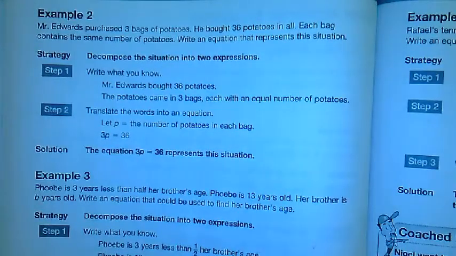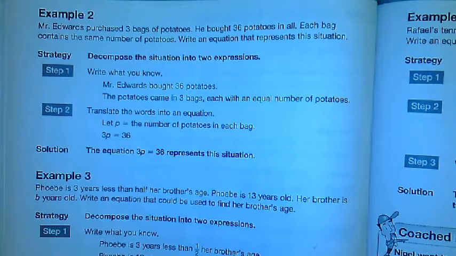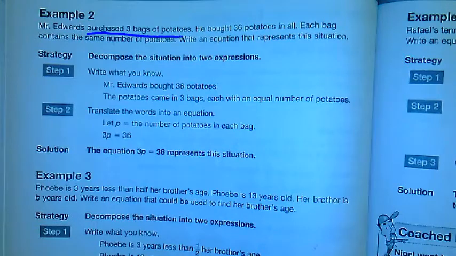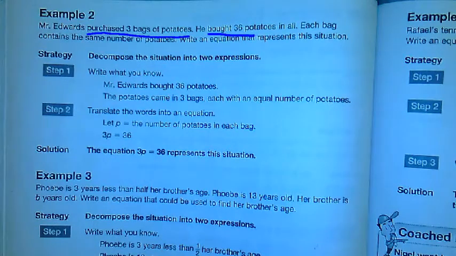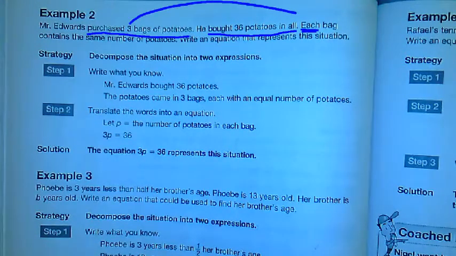All right, example number 2, Mr. Edwards purchased 3 bags of potatoes. Okay, so he purchased 3 bags of potatoes. He bought 36 potatoes in all. Each bag contains the same number of potatoes. So this right here, these 2 things go together. Okay? So there are 3 in each bag. There's 3 bags, and each bag is represented by a variable.